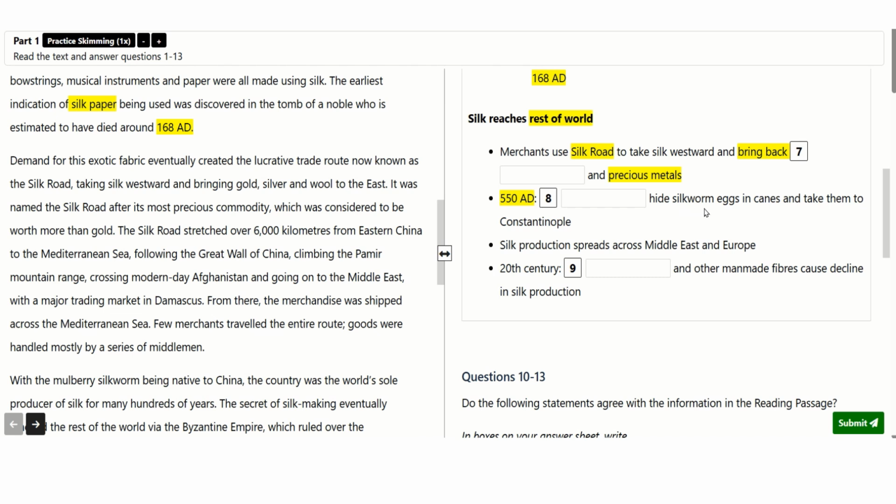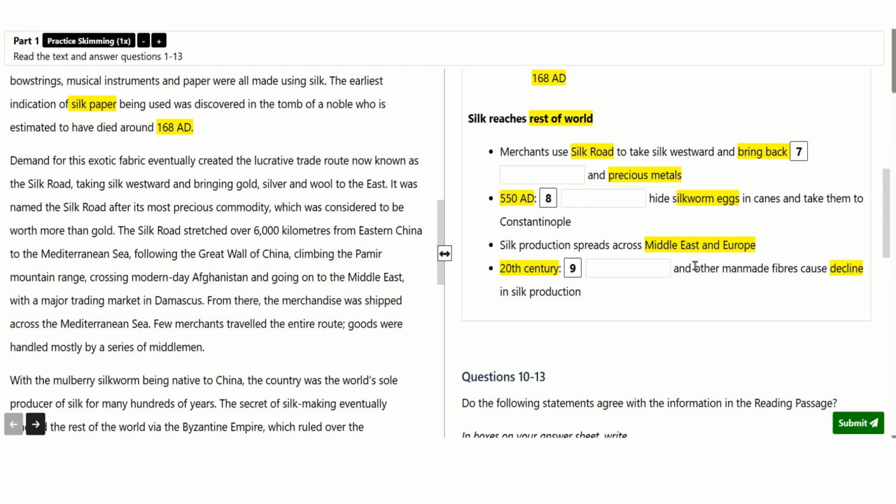Hide silkworm eggs in cane and take them to. Okay, someone used to hide it. Someone, like here you need to have a noun. Silk production, Middle East and Europe. Then 20th century. Dash and other man-made fibers cause decline. Because of them there was decline.